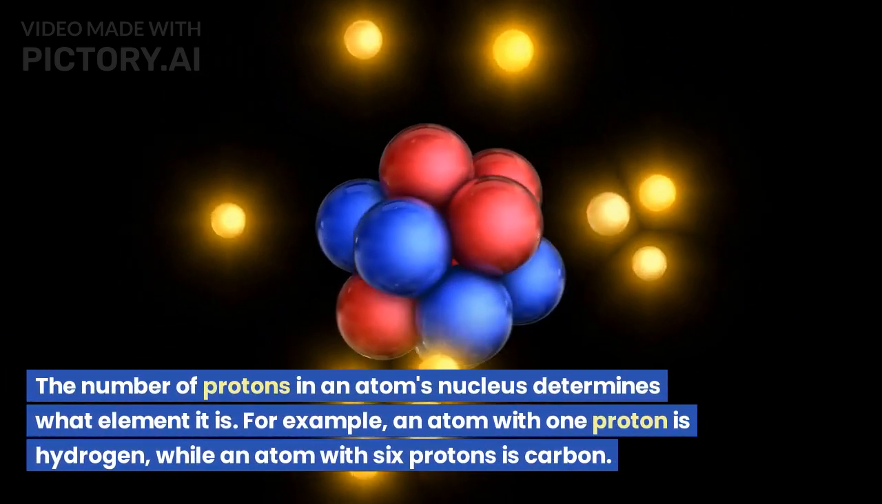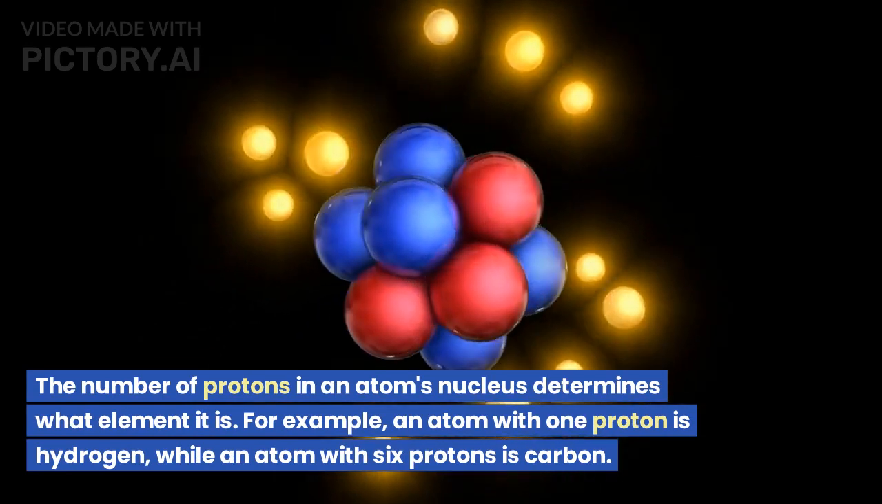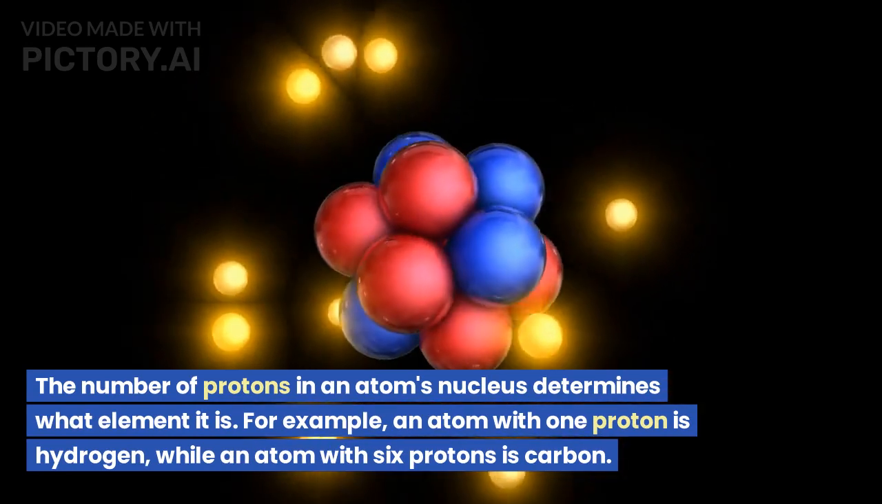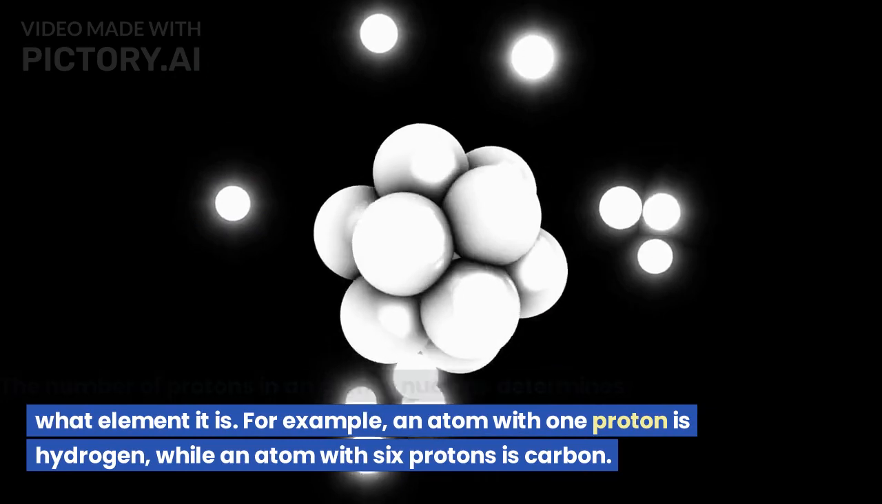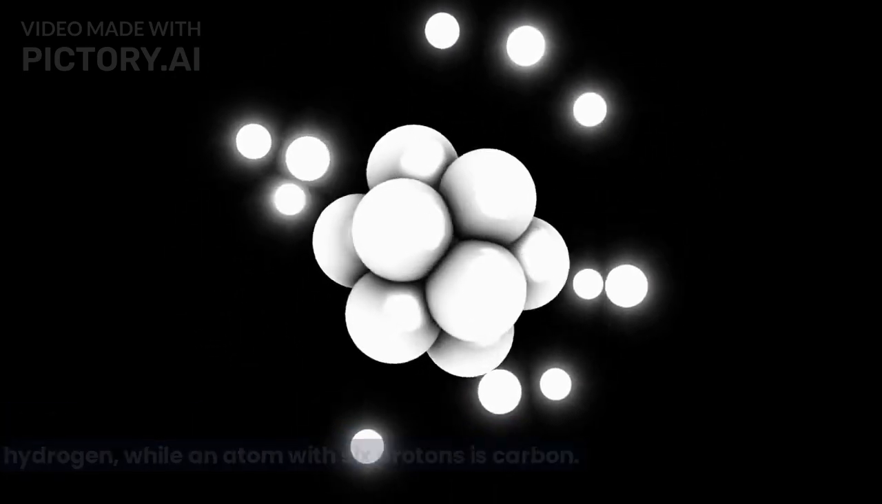The number of protons in an atom's nucleus determines what element it is. For example, an atom with 1 proton is hydrogen, while an atom with 6 protons is carbon.